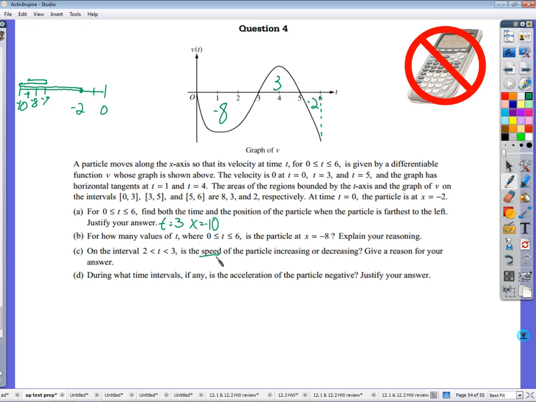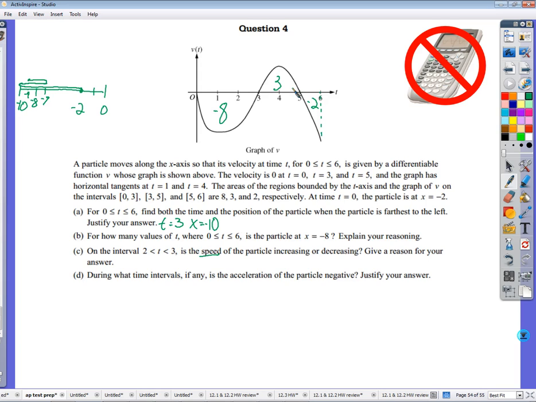Right, the y value of this graph tells us what the velocity is. At these times, the velocity is 0, it's stopped. It's not moving here, and it's not moving here either. If the graph is down here, then it's moving negative, it has a negative velocity. If it's above the t-axis, it's moving in a positive direction. So its velocity is negative, so the acceleration needs to be negative.